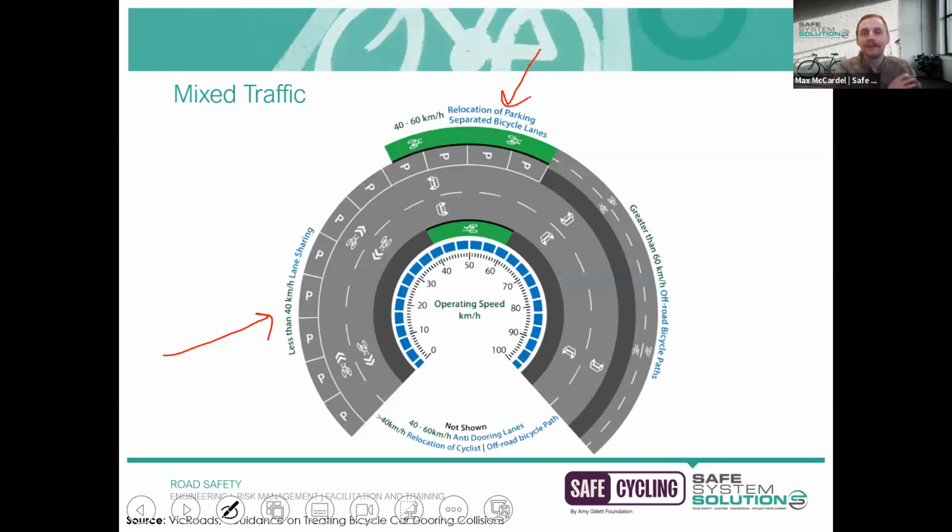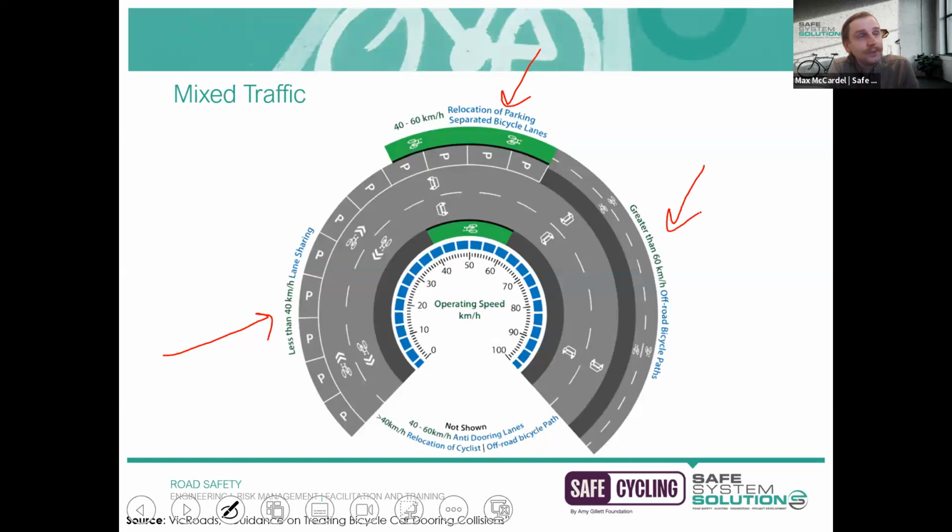If we're in the 40 to 60 kilometer per hour mark, that's where we're looking at protected bicycle lanes and separating cyclists away from the live traffic lane. Anything above that mark is really where we want to be looking at off-road facilities.